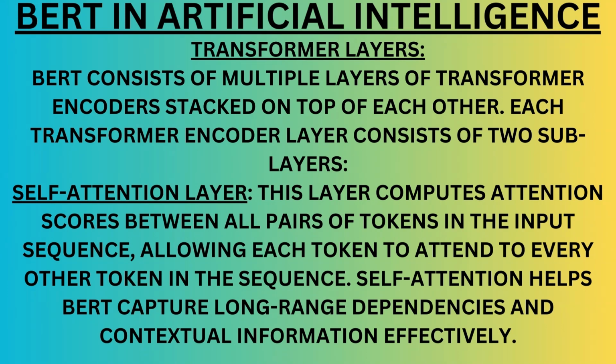Transformer layers. BERT consists of multiple layers of transformer encoders stacked on top of each other. Each transformer encoder layer consists of two sublayers. Self-attention layer. This layer computes attention scores between all pairs of tokens in the input sequence, allowing each token to attend to every other token in the sequence. Self-attention helps BERT capture long-range dependencies and contextual information effectively.